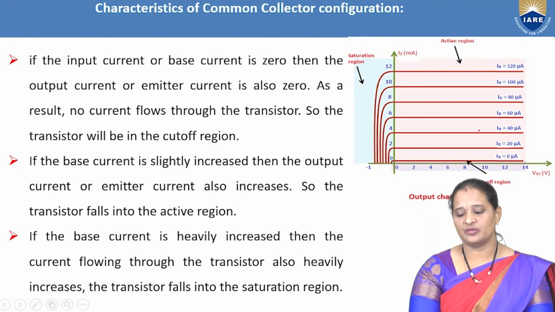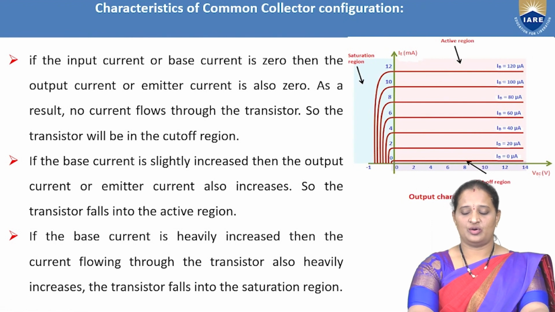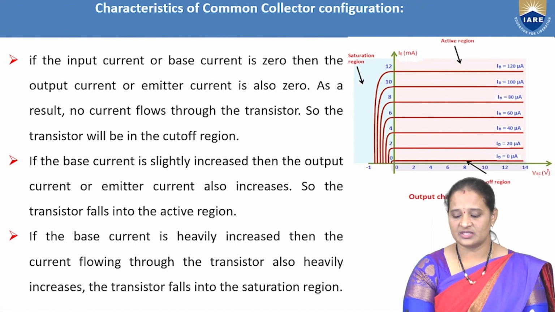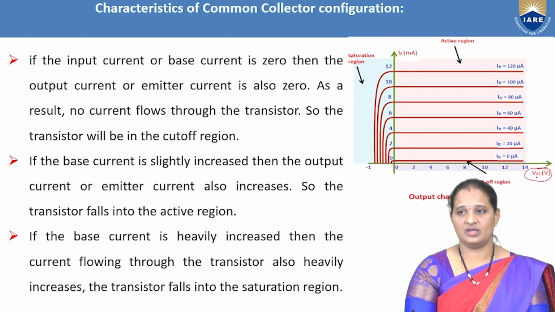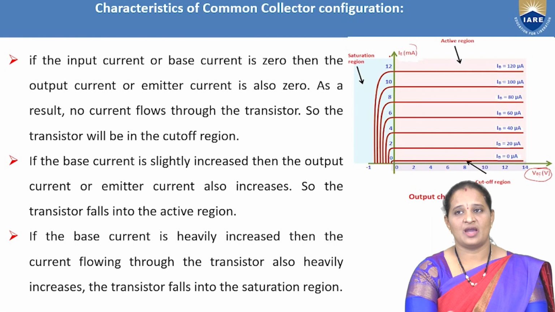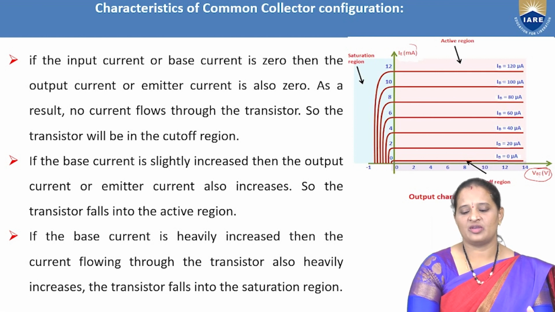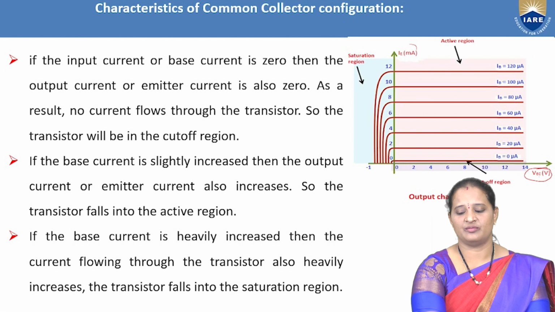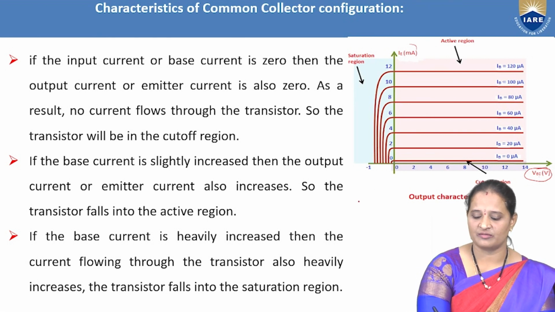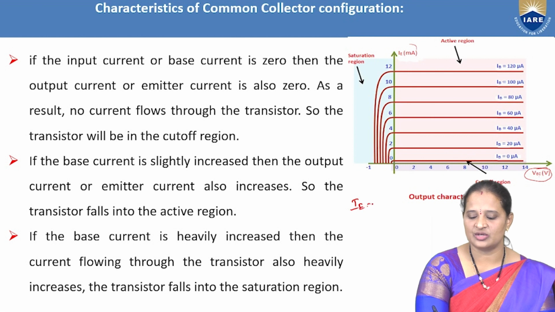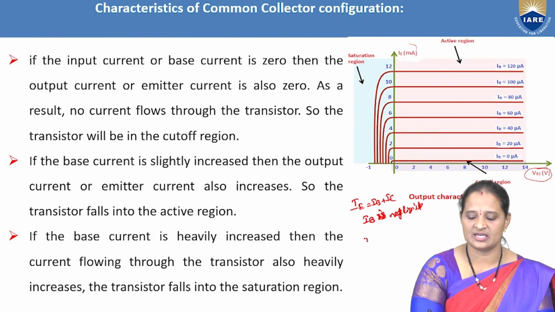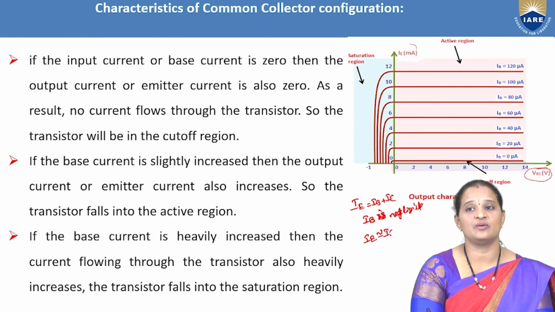Here these are similar to the output characteristics of common emitter, the only difference is we are taking VEC on the x-axis and IE on the y-axis here. Why am I saying that these characteristics are similar to common emitter configuration? Because IE is equal to IB plus IC, we all know that, whereas IB is very negligible. IB is very negligible, right? So if IB is negligible, what happens? We can say that IE is approximately equal to IC.